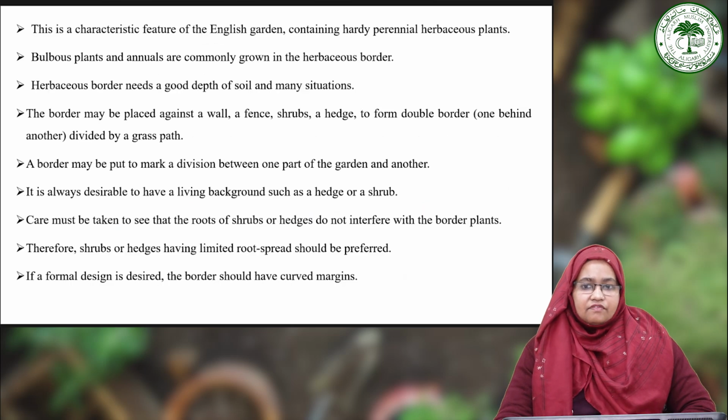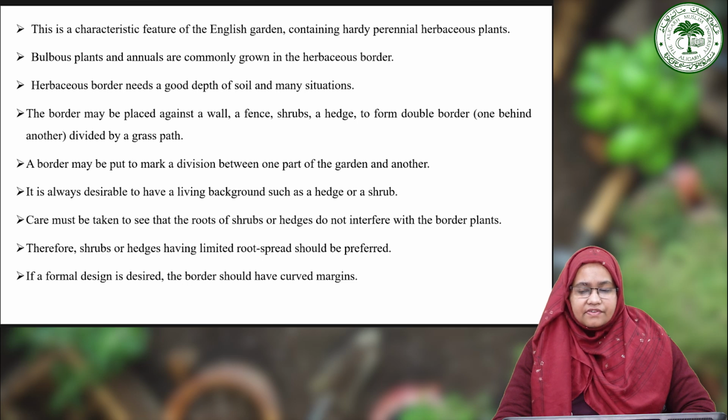The English garden often boasts a characteristic feature, the herbaceous border teeming with hardy perennial herbaceous plants. This border typically hosts a variety of bulbous plants and annuals, lending seasonal variety and visual allure to the landscape. To thrive, the herbaceous border requires ample soil depth and can be strategically placed against walls, fences, shrubs or hedges. It may even be arranged as a double border, one behind the other, with a grass path dividing them, for added depth and interest.